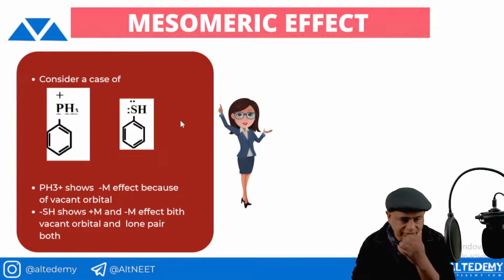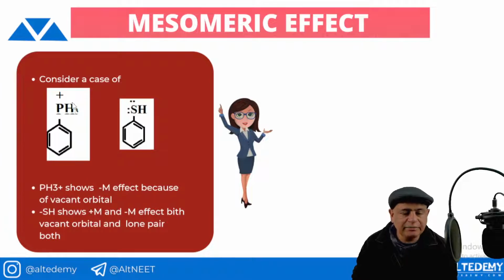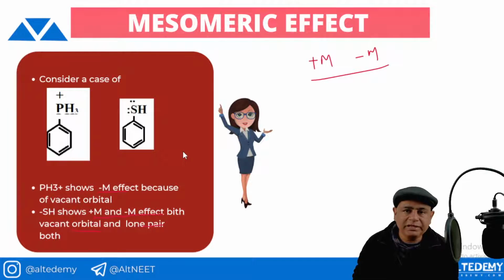Same is the case. We can take another case like PH3 plus. PH3 plus will show minus M. You can clearly understand that it has electron withdrawing tendency because it will have a vacant orbital. And SH shows plus M and minus M effect both because of vacant orbital and lone pair. You have come to a species which has plus M and minus M, right? And where plus M and minus M both effects are operating, you can always say that plus M is more dominating than minus M.